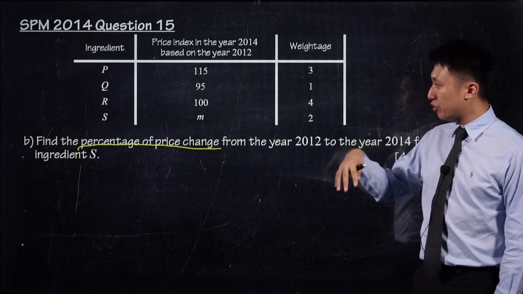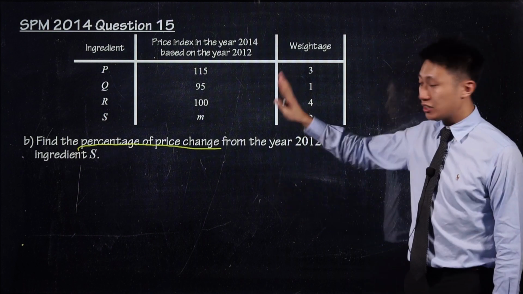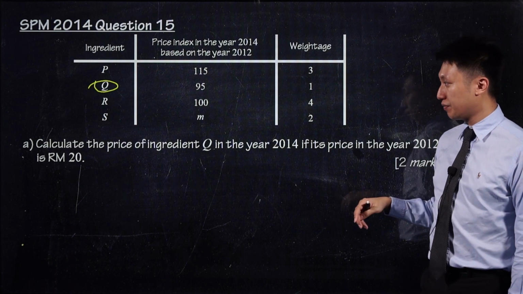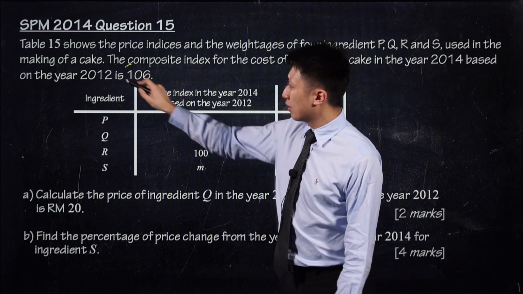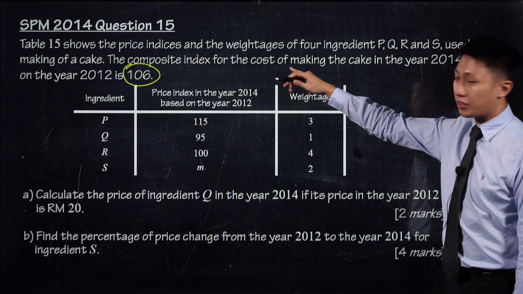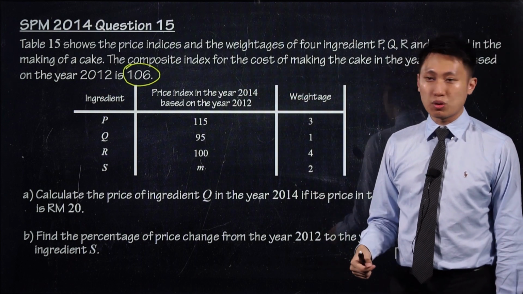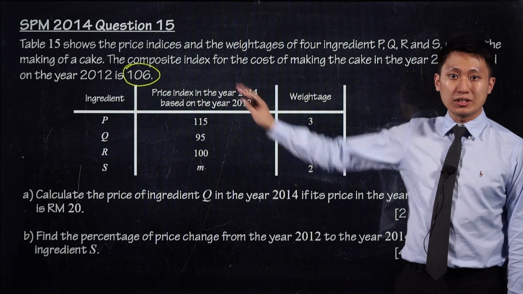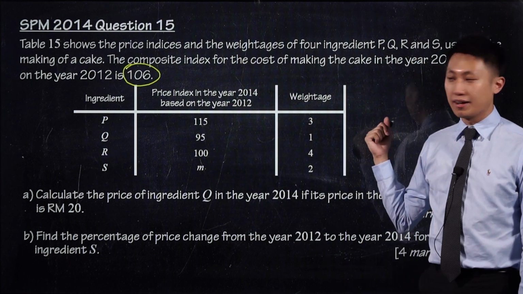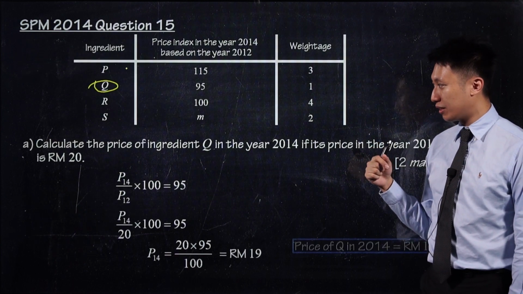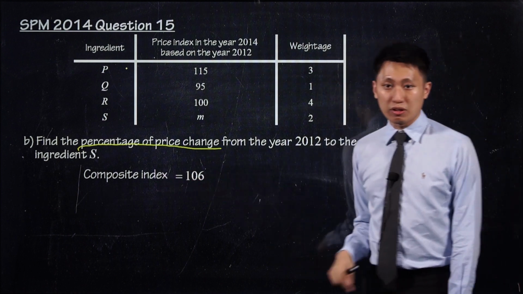But we do not know any other information except the one that is hidden in the question. So it's not shown here. I show you the question. So I go back to the question here. It says the composite index of the cost for making a cake in 2014 based on the year 2012 is 106. So it's hidden here, not shown. I can extract this information and put it there. Not this one, we have done this already. So here, composite index is 106.